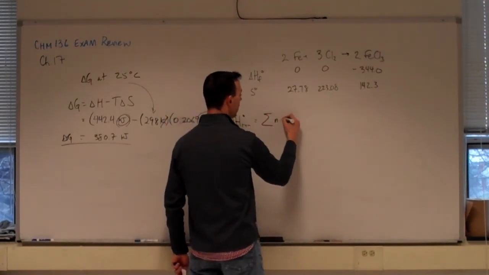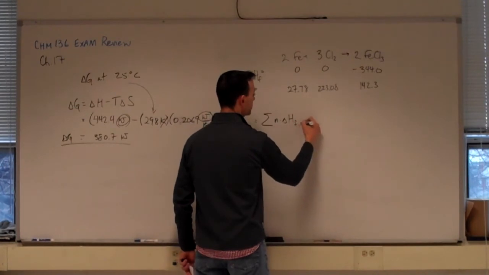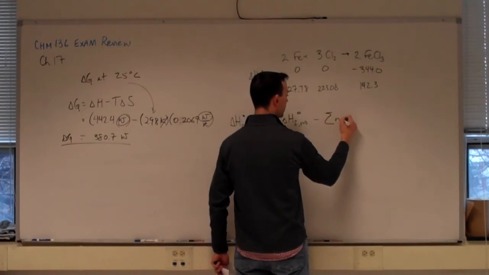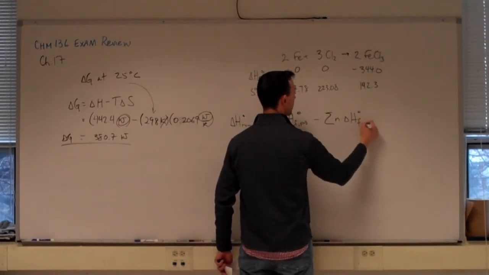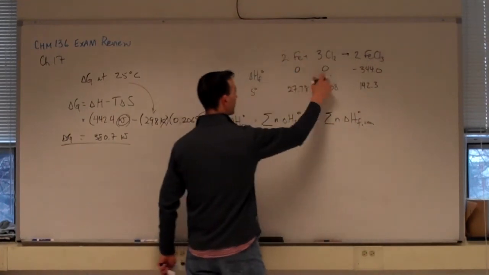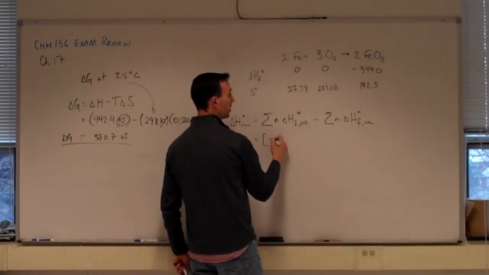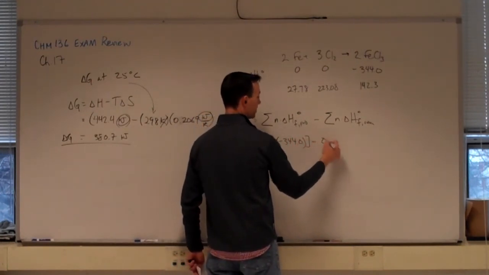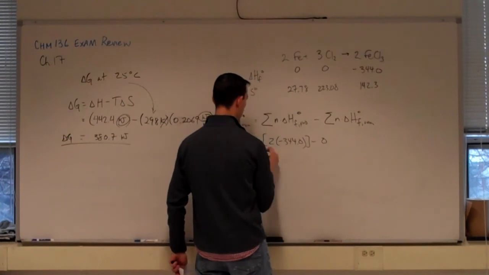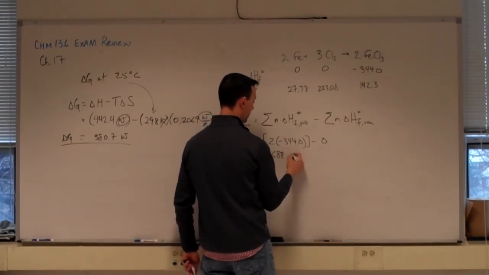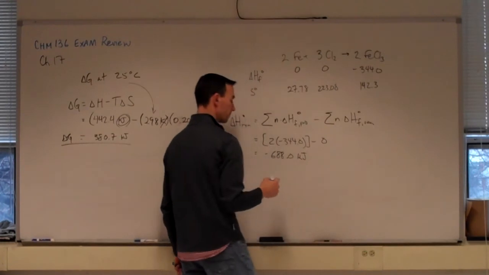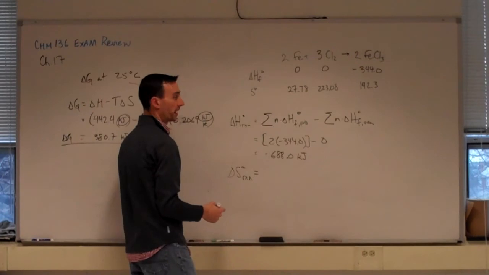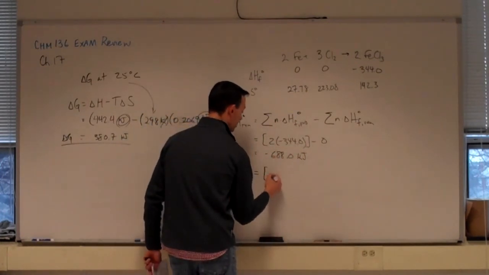So I'm going to use Hess's law. Sum up the enthalpies of formation of the products minus the enthalpies of formation of the reactants. This is a nice reaction in that for this one at least, the reactants are 0. So it's just 2 times negative 344 minus 0. So the delta H is negative 688.0 kilojoules.